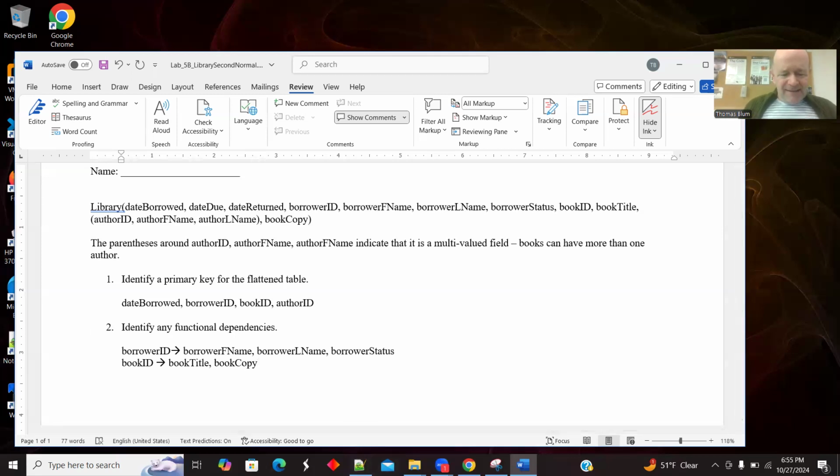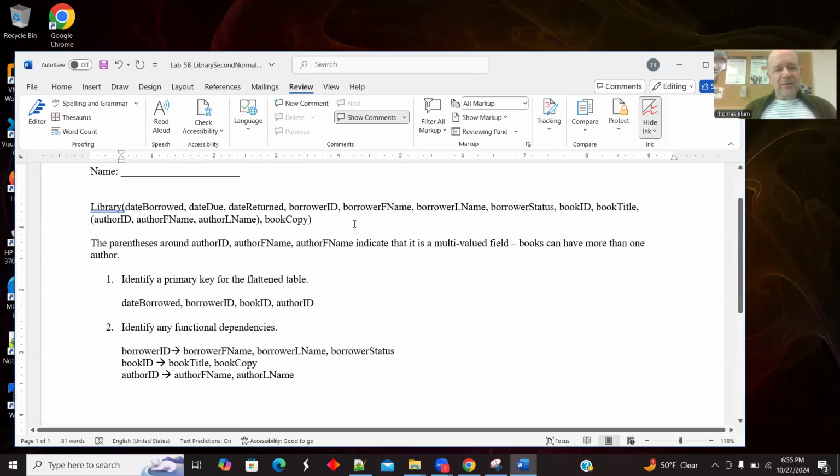The author ID is clearly going to give us the author information. So author first name and last name. And what else have we got up here that we need to account for? So we talked about a book copy, author first name and last name, book title, borrower status, last name, first name, borrower. Okay.